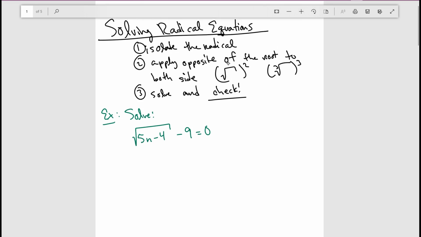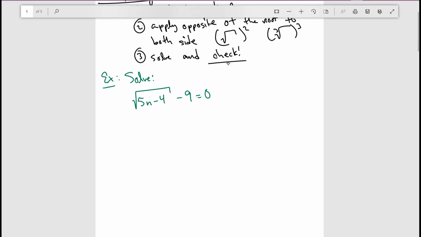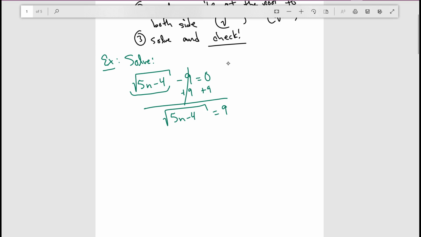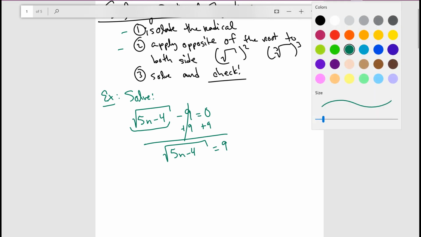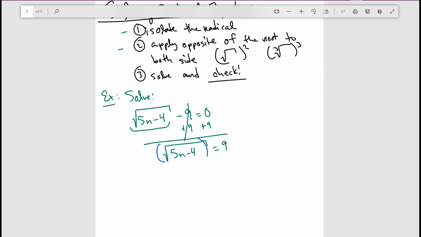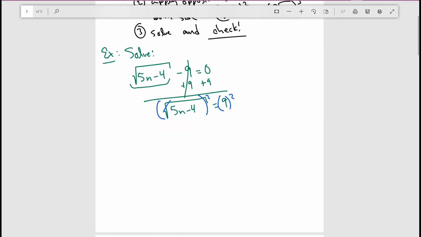Let's look at the first part. The first part says isolate the radical. So is the radical isolated? No, we need to move this 9 over. So I'm going to add 9 to both sides. You're going to have the square root of 5n minus 4 equals 9. Now the radical is isolated. Now what you want to do is apply the opposite of the root. The opposite of a square root is squaring both sides. So I'm going to square both sides. I'm left with just the square root, and the square is going to cancel each other out. I'm left with 5n minus 4 is equal to 81.